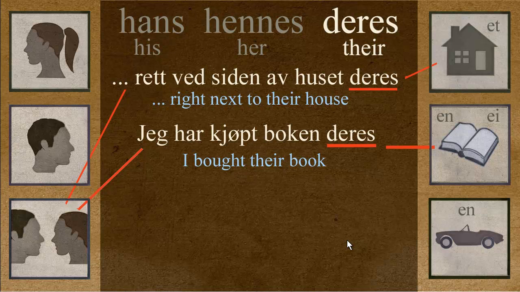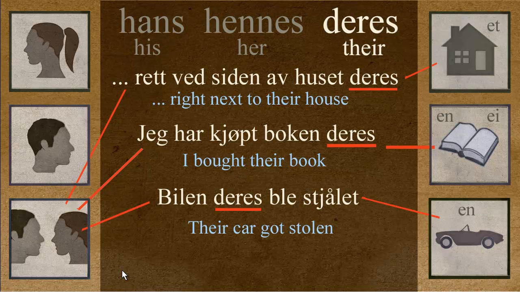Boken deres, and this was something about a guy that bought a book that was co-authored by two people. They had a book, or it could just be a couple of people that owned a book and the guy bought it, or I bought it. Bilen deres blir stjålet, right? That's how it works. And you want to practice these too.